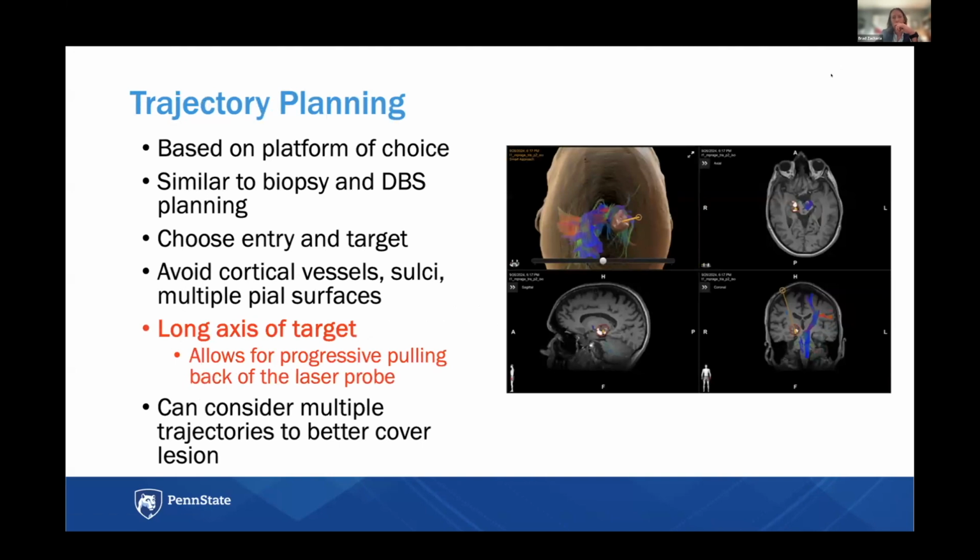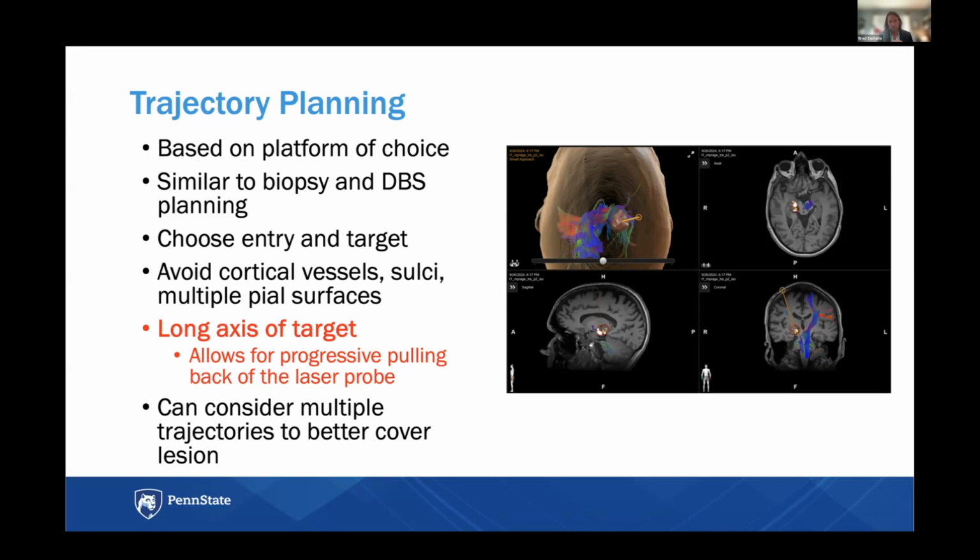So again, this is just an example from the BrainLab software. This is for a brainstem cavernous malformation that we were ablating. It's going to be similar to a biopsy or a DBS trajectory planning. You're going to choose your entry and target. You want to avoid cortical vessels and sulci. And ideally, you want to be along the long axis of the target.